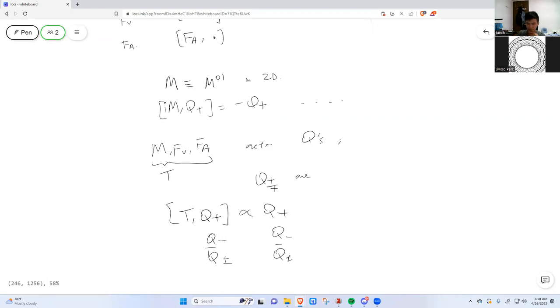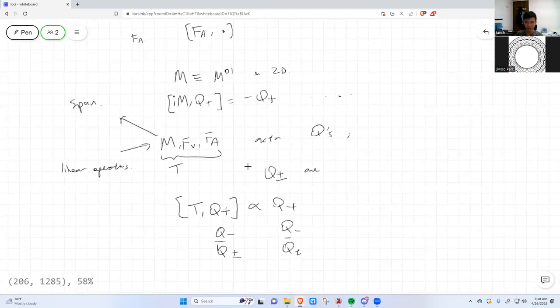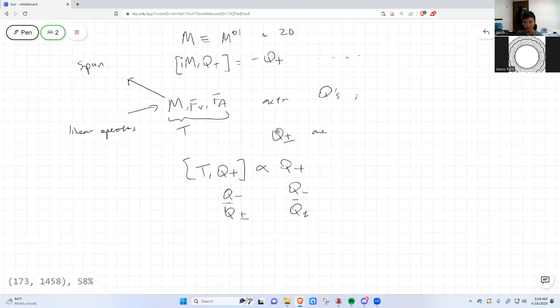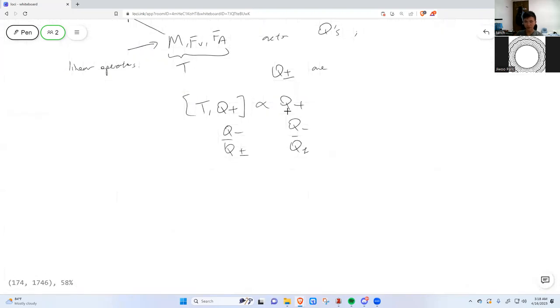So in that sense, we can take linear combinations of these linear operators. If we consider the span of all these three, taking linear combinations of these as the new so-called basis vectors, that just corresponds to a change in basis. And that is what they mean by twisting. So there are FV, FA, and M. There's one twist we can do, which is called the A-twist, or the A-model or whatever.